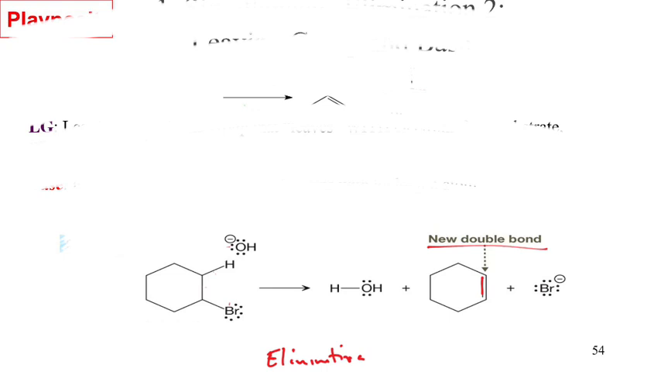Okay. You should still be able to tell me it's an elimination. I see a new pi bond. Okay. Yeah, that's an elimination. Giant red flag. Okay. So that's fair. I could also, whoops, don't erase everything. Say, what mechanism is this?